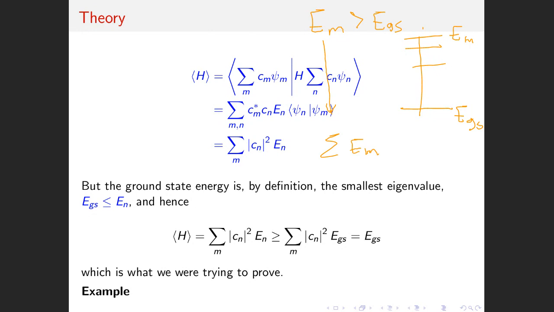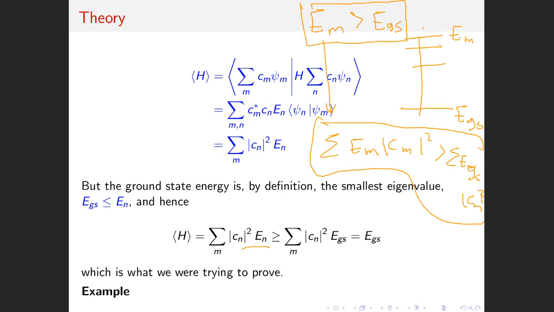So you get sigma Em Cm squared. This has to be greater than sigma E ground state multiplied by Cm squared, which is what I'm writing here. This expression follows from the definition that the ground state is the lowest state that you could ever get. Right, now we take this out. This just gives you E ground state sigma m Cm squared. And what is this?